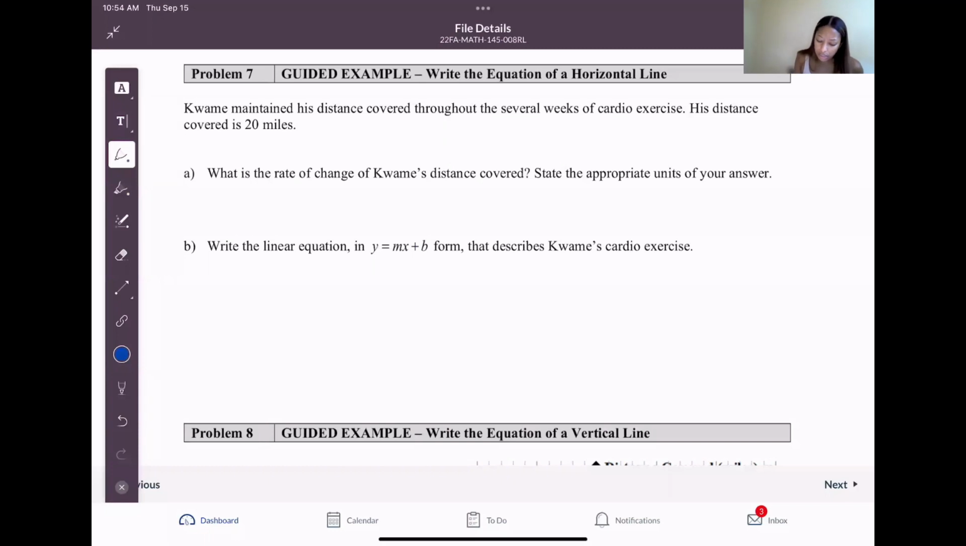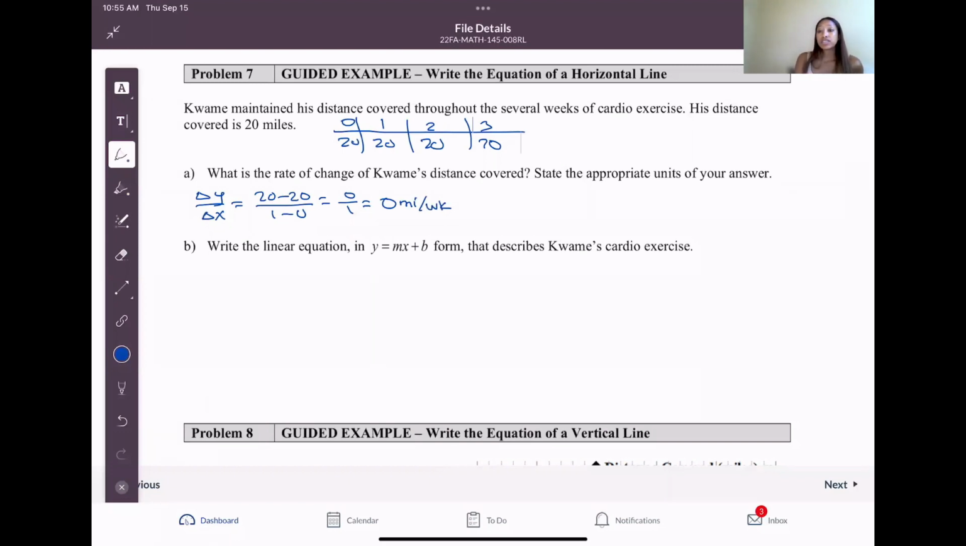And if you wanted to think about this in terms of a table, after week 0, it's 20 miles. After week 1, 20 miles. Week 2, 20 miles. Week 3, 20 miles. If you pick any of those ordered pairs and calculate the average rate of change, we'd have 20 minus 20 over whatever weeks, 1 minus 0. 0 over 1 is 0. So yes, the average rate of change is 0. So his change is by 0 miles per week.